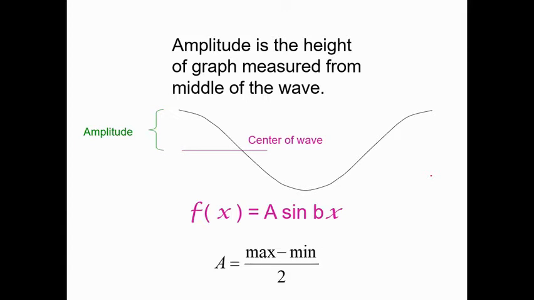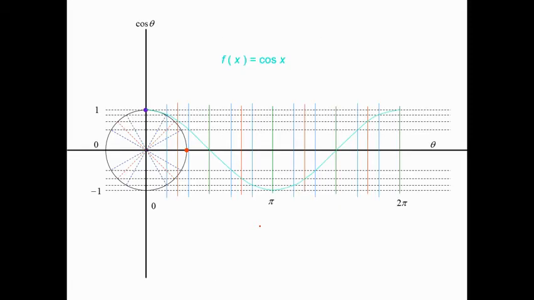The amplitude is the height of the graph measured from the middle of the wave. So remember, you have to be at the middle of the wave. Notice how the amplitude is always the number that is in front of your sine or your cosine. To find your amplitude, you need to take the maximum and subtract the minimum and divide by 2. So from the last graph, you would have 1 minus -1, which would give you 2, divided by 2, which is 1. So the amplitude for those sine and cosine waves were both 1.